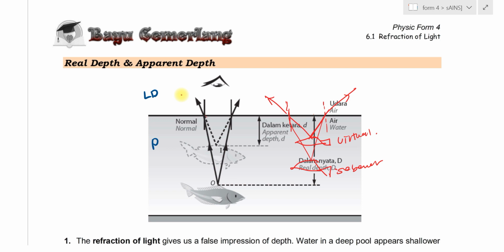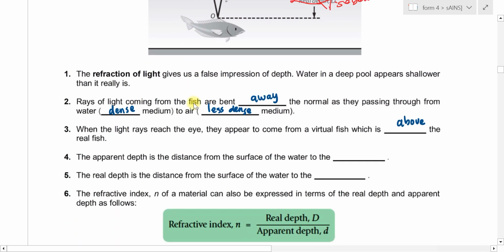Okay. The drawing part I will teach you on next class. You got to take time. We got 7 minutes more. Okay. So the apparent depth. Apparent depth is the distance between the surface of the water to the virtual fish. Okay, virtual fish. Or virtual image lah. The real depth is the distance from the surface of the water to the real object.